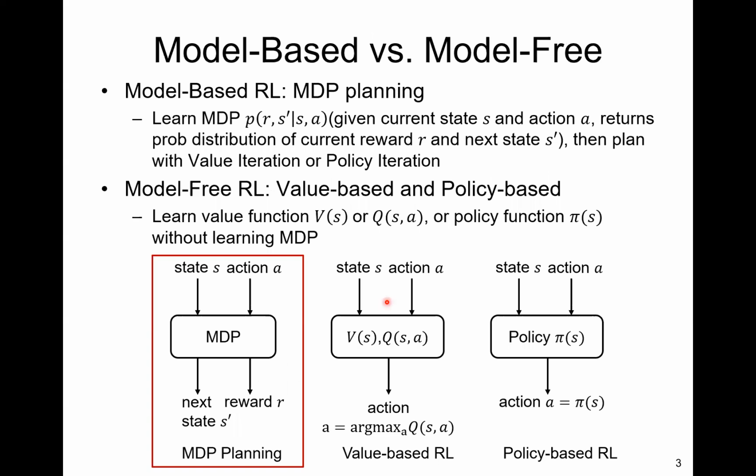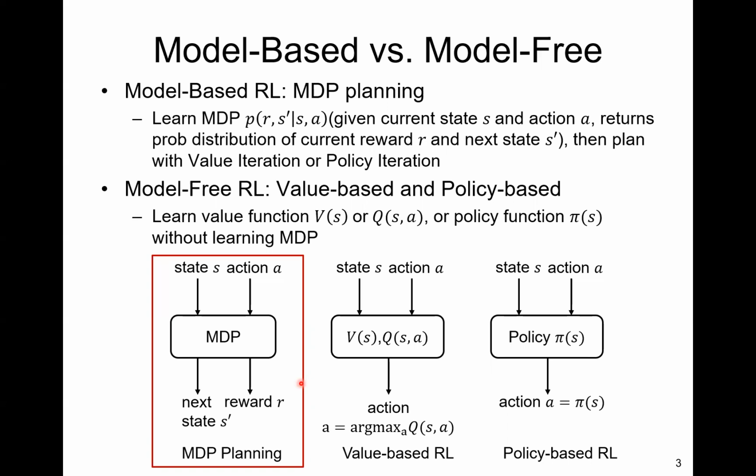There are two types of RL algorithms. One is model-based, one is model-free. Model-based is when you have the MDP of the environment. You know how the environment behaves. Given the current state S and action A, the environment will give you back a reward and next state in the form of probability distributions. So the environment is not deterministic in general. So if you know the MDP, you can perform planning with either value iteration or policy iteration.